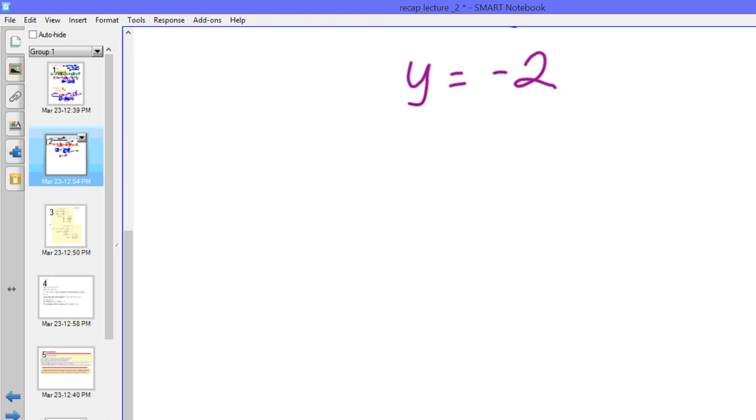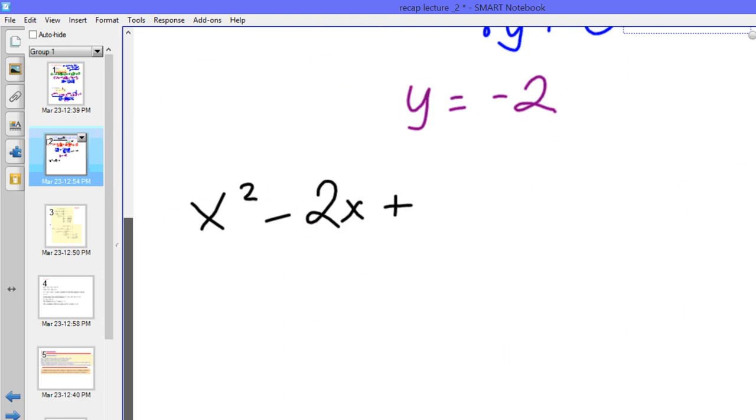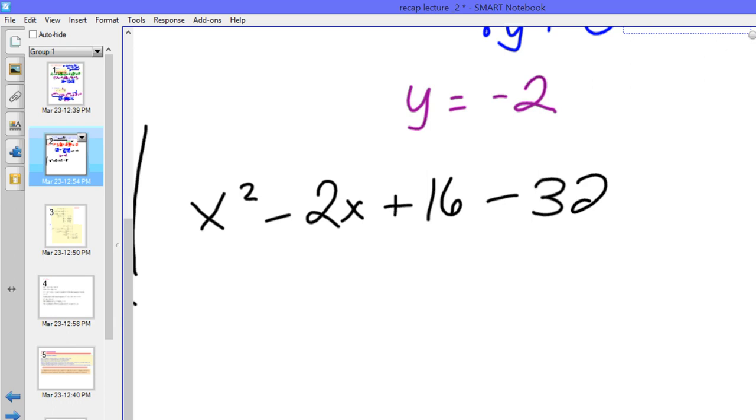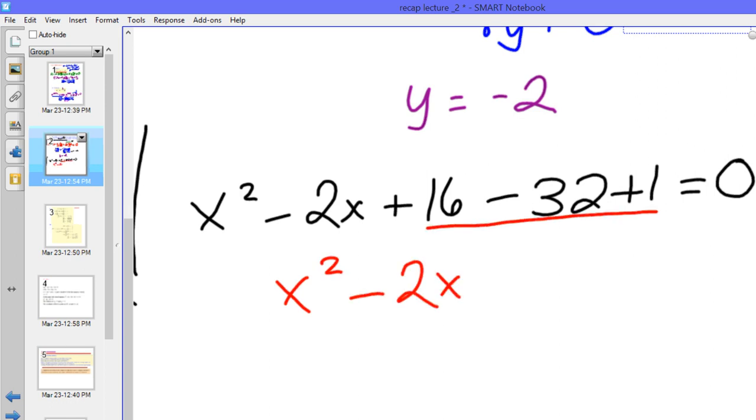So we're going to substitute in at the beginning. You would have x squared minus 2x plus 16, 16 minus 32 plus 1 equals 0. Okay, so you plug negative 2 into all of those things, and then tidy up, so you'd have x squared minus 2x, and then combine like terms, minus 15 equals 0.